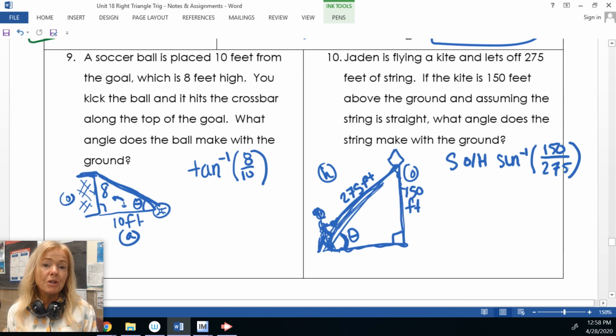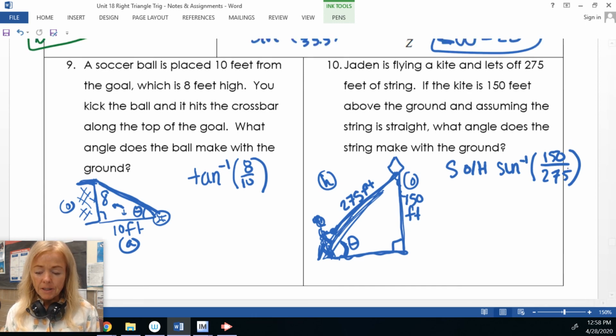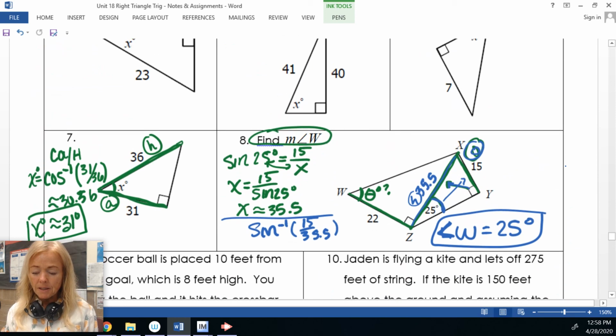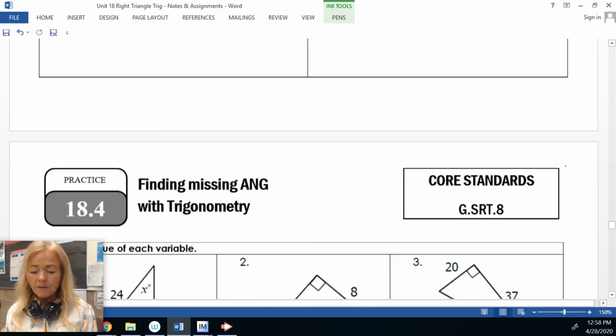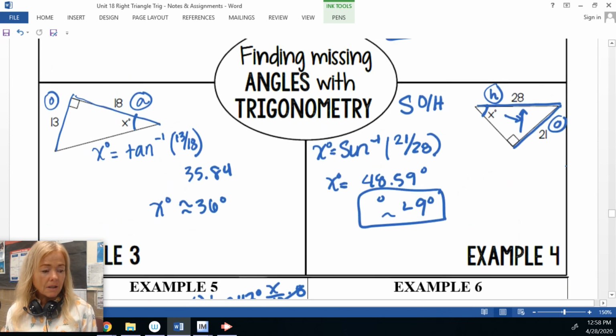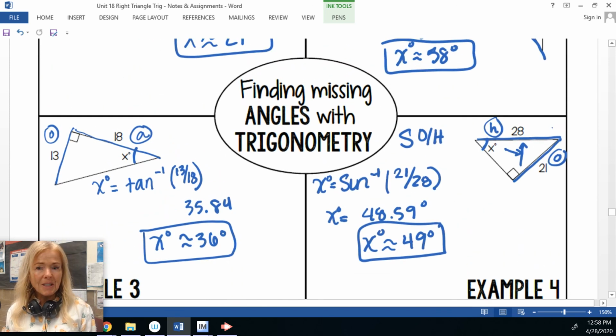All right, so you should be able to do those homework assignments. I set up the 9 and 10. I didn't finish them, and I guess I did finish 8, and I finished 7. So you'll have the rest of those to work on, and you should be good to go. So good luck with 18-4.